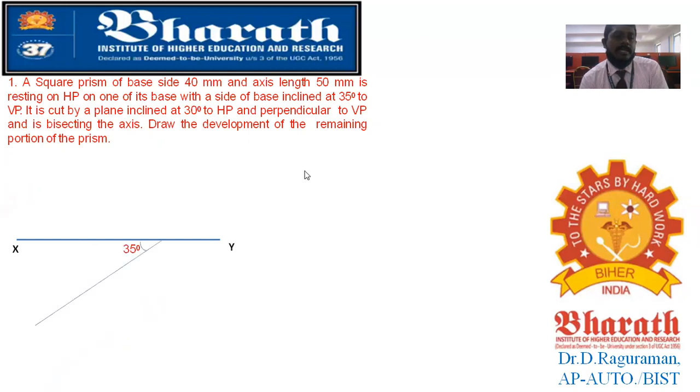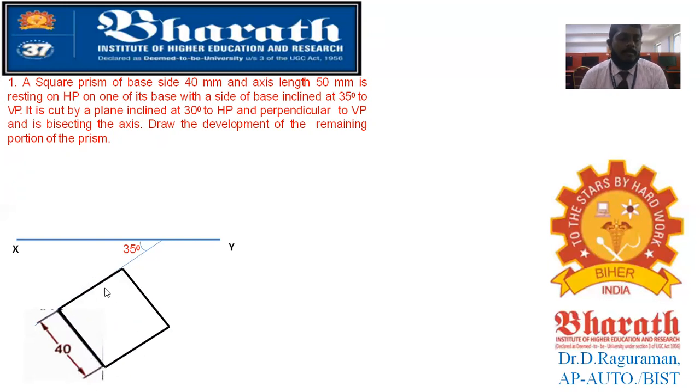So you draw a 35-degree line because it is given that one of the bases is inclined at 35 degrees to VP. So you make a 35-degree inclination, and here you are going to draw the square shape. The side is given as 40 mm. Take a convenient length from 50 mm, because we are going to draw a 40 mm square here. So 40 here, then 40 length here, 40 length here. So complete the square shape, and after completing it, you give the lettering. It is a square prism, so at the top it will have 4 points, and at the bottom it will have 4 points.